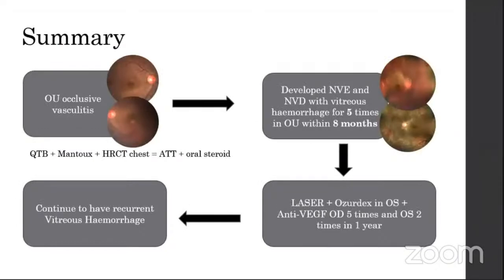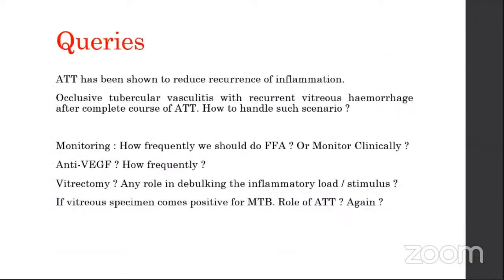So to summarize the case, this patient presented with occlusive vasculitis of both the eyes, and on investigations, his QuantiFERON and Mantoux were positive, and HRCT chest was also showing TB pathology. So he was started with ATT and oral steroids, but he developed neovascularization, NVE and NVD with vitreous hemorrhage 5 times in both the eyes within 8 months. So we treated him with laser plus Ozurdex in left eye, with anti-VEGF in right eye 5 times and left eye 2 times in a 1-year span. But he continued to have recurrent vitreous hemorrhage, and last week we performed vitrectomy for the right eye, and the sample was sent for RT-PCR for MTB.